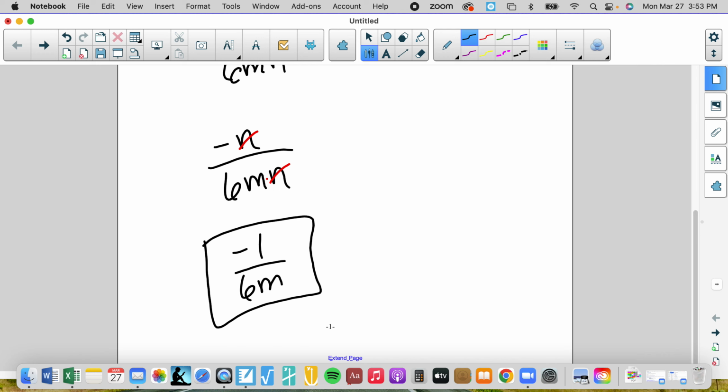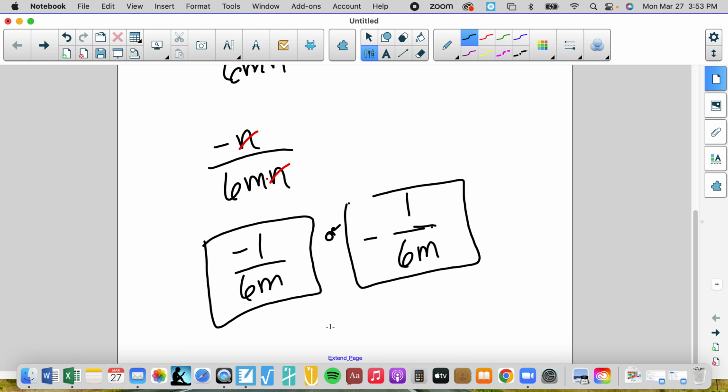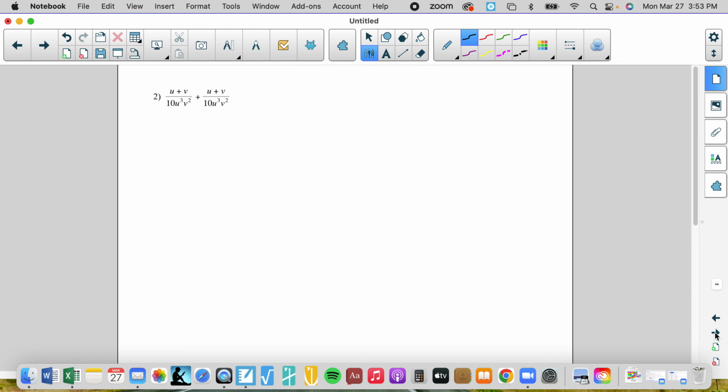You could have 1 over negative 6m. That negative can be anywhere. It can be out here also, or it can be this, or it could even be in the denominator. Typically, you won't see it in the denominator. That's number 1, starting off nice.